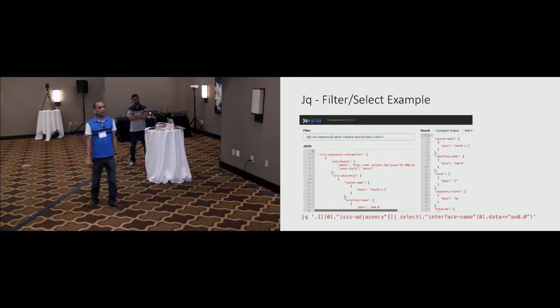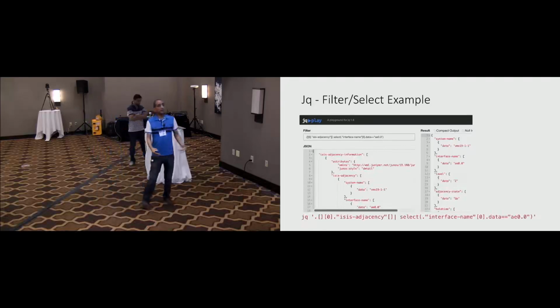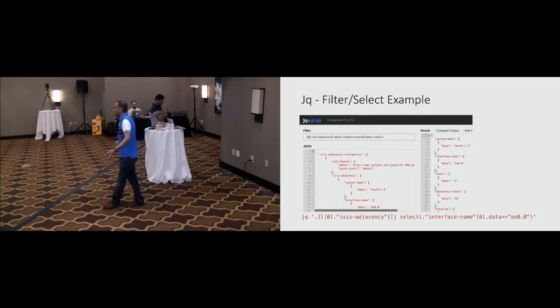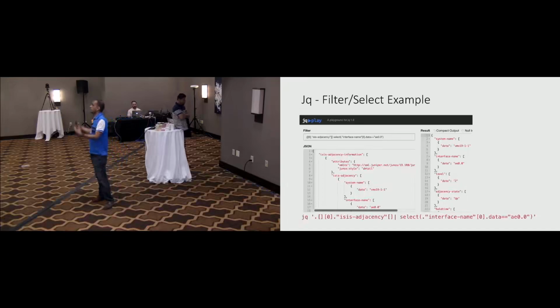Then if there are multiple elements in an internal array and you want to filter with a particular criteria, here I'm trying to filter with a select. Select where the interface name is AE 0.0. So it will go in and just get the AE 0.0 element of that internal array.